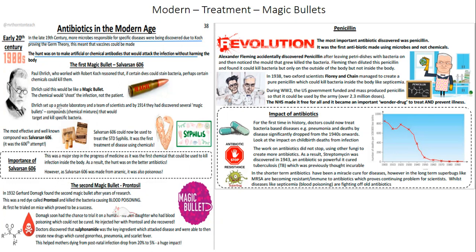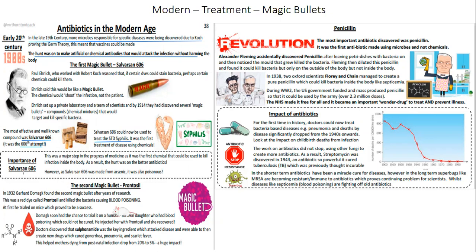So he set up a private laboratory and a team of scientists. And by 1914, they discovered several magic bullet compounds that would target and kill specific diseases. Now, the problem, unfortunately, is that Paul Ehrlich managed to find a magic bullet that killed syphilis, but it also damaged the patient. Later on, a Japanese scientist known as Hata found the chemical compound mixture that was known as Salvarsan 606 because it was the 606th attempt of mixing arsenic. And it could now be used to treat the sexually transmitted disease syphilis. And it was the first treatment of disease using chemicals.